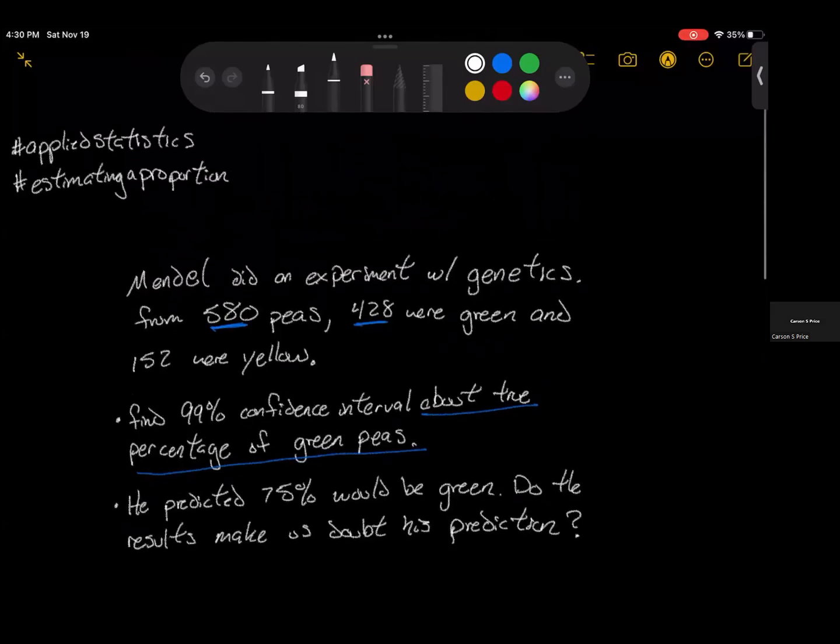Okay, let's work on a problem in which we are using a sample proportion to estimate the proportion in the entire population. So let me clear off the board so far.